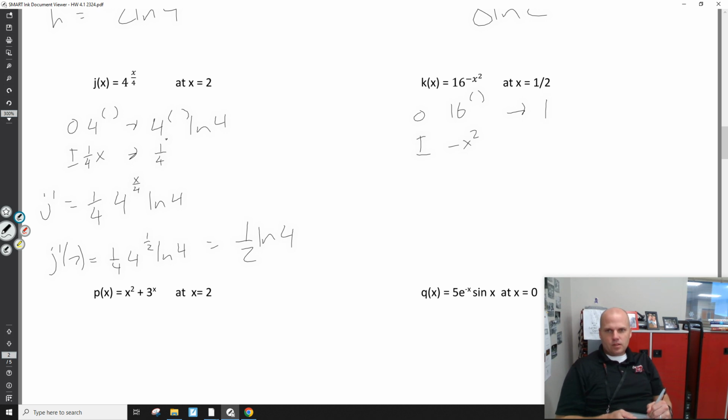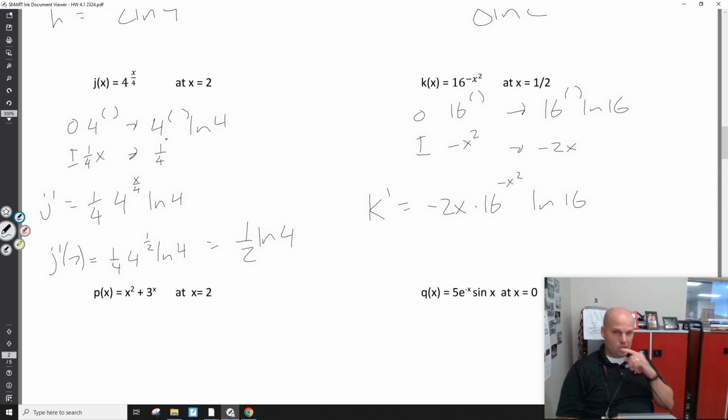All right. 16 to the power, natural log of 16. I don't know why I wrote 14. Negative 2x. You cannot multiply the negative 2 and the 16, so don't. It's just negative 2x times 16 to the negative x squared times the natural log of 16. Now, if I plug in a half, let's see what happens. I get negative 1, 16 to the 1 half times 1 half, make it opposite, negative 1/4, times the natural log of 16.